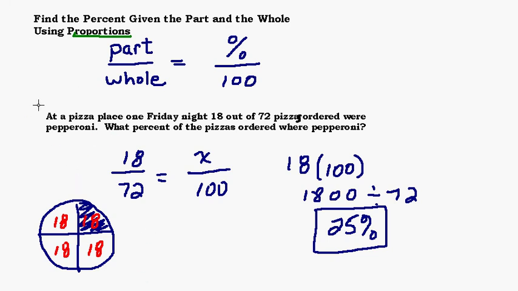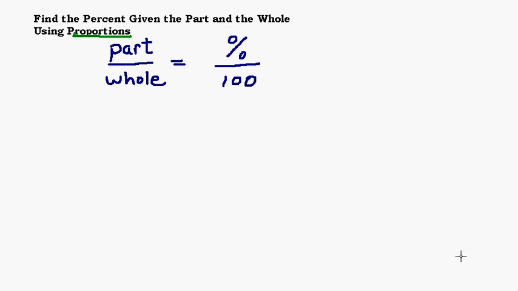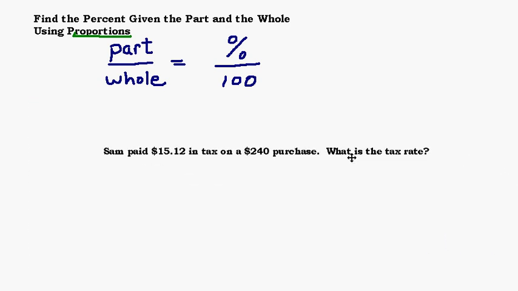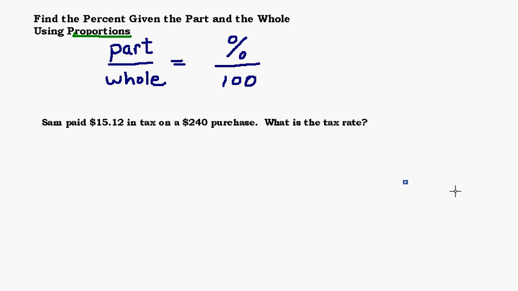All right, let's try one more. This one you'll want to use a calculator as well. Sam paid $15.12 in tax on a $240 purchase. What is the tax rate? Go ahead and give that one a try.